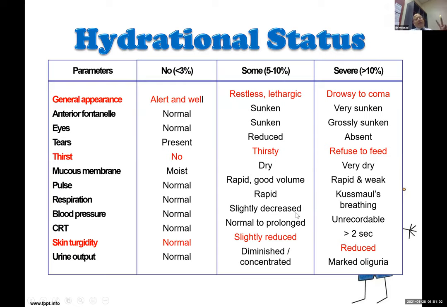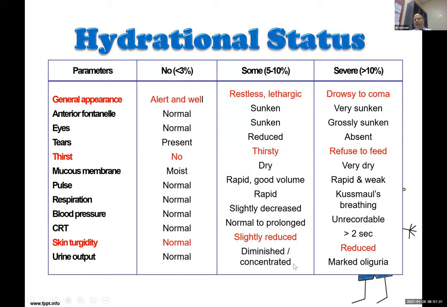And shock has two types. One is compensated, and the other one is uncompensated. Compensated or uncompensated depends mainly on the blood pressure and the pulse. Capillary refill time is very important. Skin turgor is very important to see whether it is reduced or very prolonged. And urine output, don't forget whether it is diminished or not.